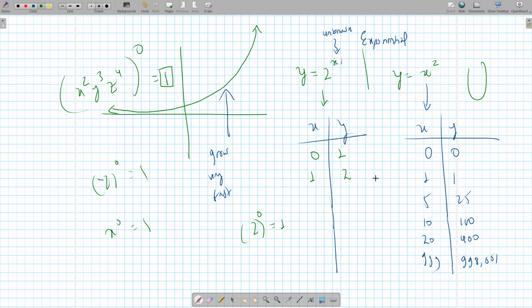Anything to the power of 0 is 1. So when x is 0, y is 1. And when x is 5, this is 32. When x is 10, I think 2 to the power of 10 is 512. No, it's 1024. 2 to the power 20.